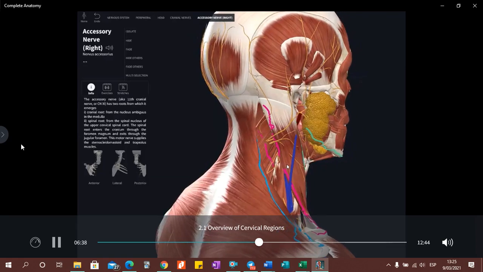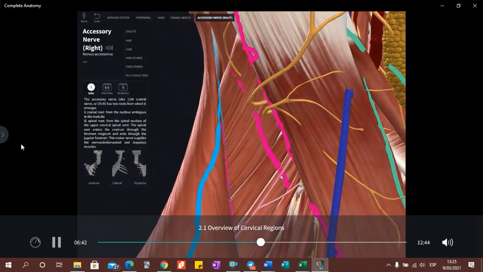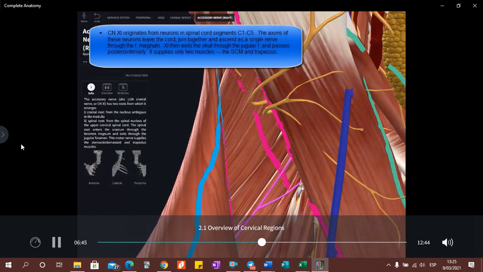I'm going to move this a little bit better into position, and we can see highlighted down here, follow the mouse cursor, here is the spinal accessory nerve. And an important tidbit, if you do not know that yet, is, I always kind of call the spinal accessory nerve a cheater because it's not really a cranial nerve, right? Cranial nerve number 11 originates from neurons in the spinal cord segment C1 to C5. It doesn't come from the brain, it comes from the spinal cord, okay?